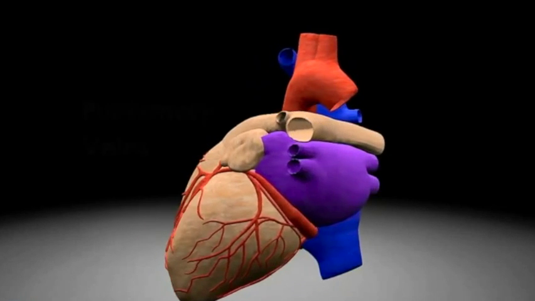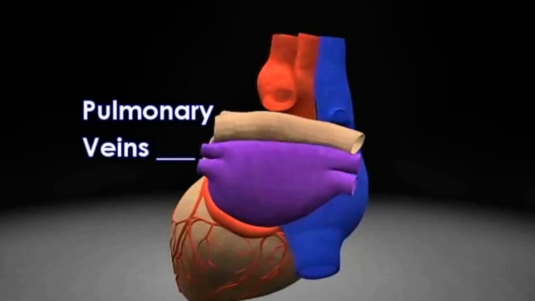The pulmonary veins. The pulmonary veins are large blood vessels that carry oxygenated blood from the lungs to the left atrium of the heart. In humans, there are 4 pulmonary veins, 2 from each lung. They carry oxygenated blood, which is unusual, since almost all other veins carry deoxygenated blood.